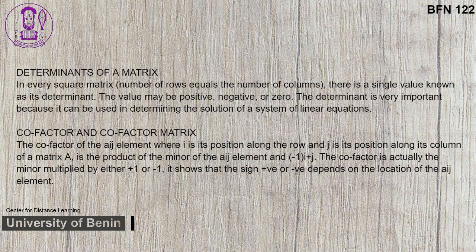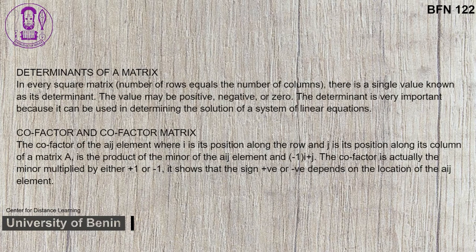Determinants of a matrix. For every square matrix, where the number of rows equals the number of columns, there is a single value known as its determinant. The value may be positive, negative, or 0. The determinant is very important because it can be used in determining the solution of a system of linear equations.